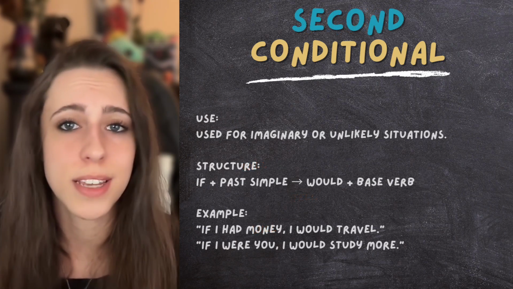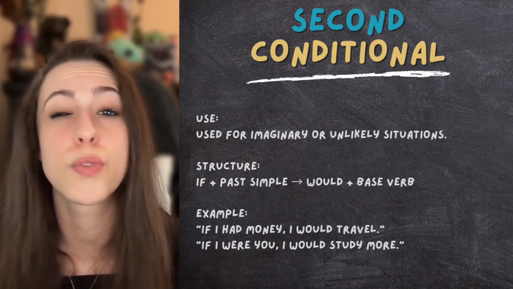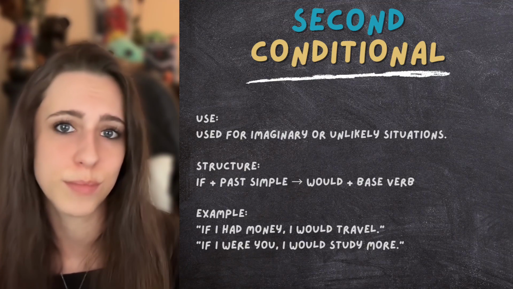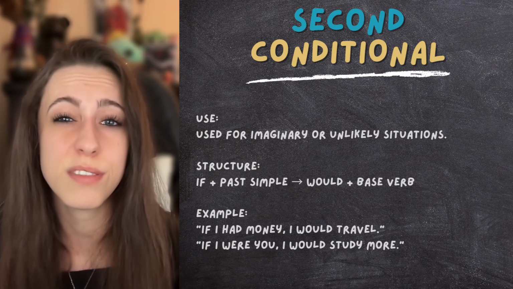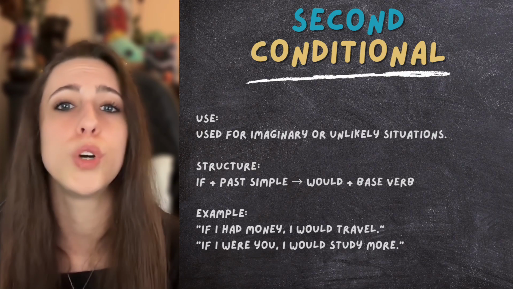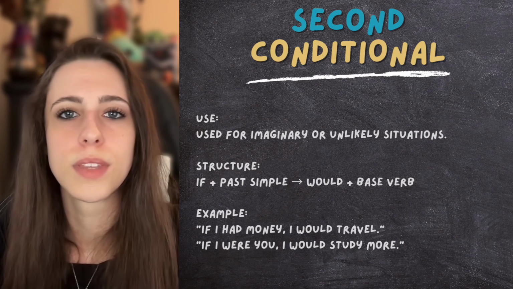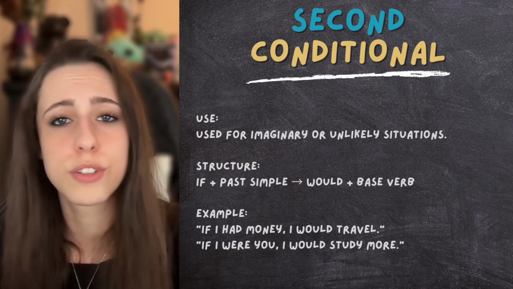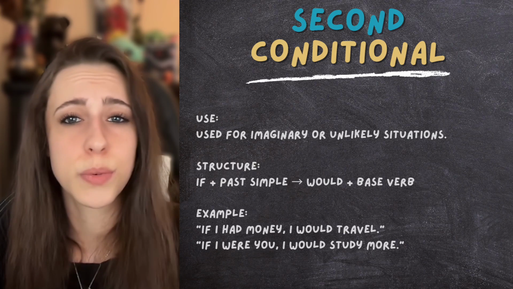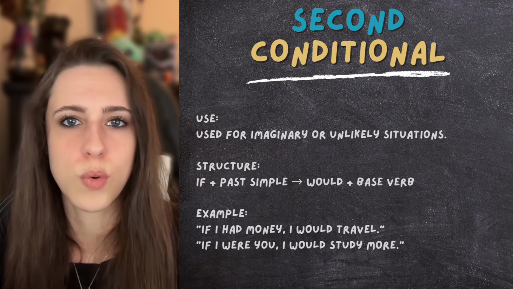Now let's have a look at the second conditional. These are used for imaginary or unlikely situations. The structure for these sentences is if, past simple, would, base verb. Examples would be, if I had money, I would travel, and if I were you, I would study more.